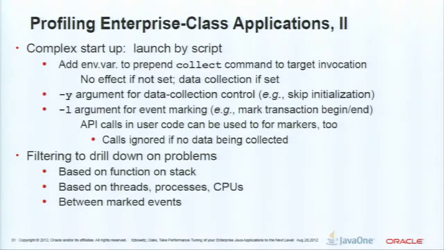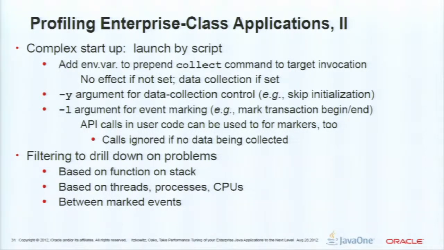Another issue about these enterprise class applications is that they're often extraordinarily complex to launch. They're launched by scripts, and one of the things you can do is look at the various things that get launched and just stick an environment variable in front of each command that launches a process you may care about. If you run the script without setting that environment variable, it runs normally. But you can set that environment variable to, let's say, the collect command that you want to use for that process, and then you'll collect data at the same time you run it without any other change.